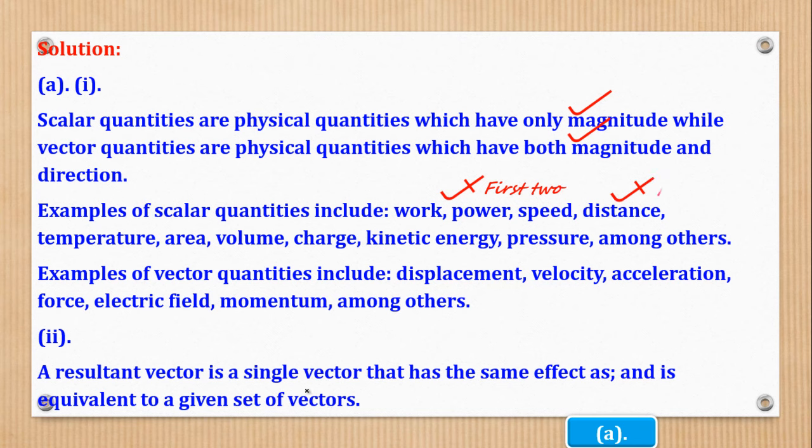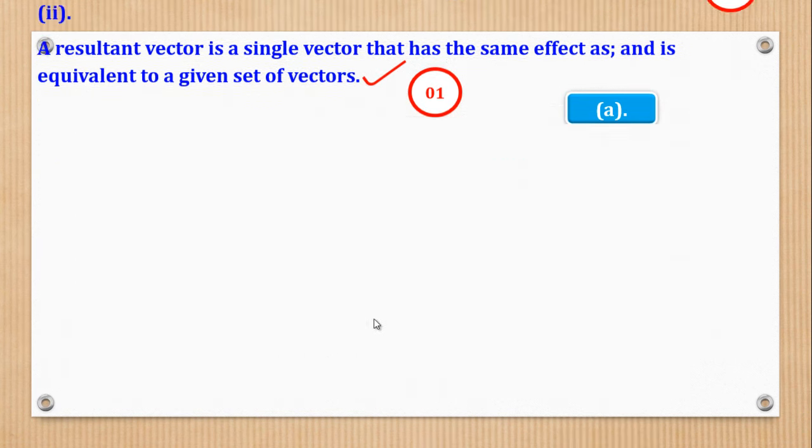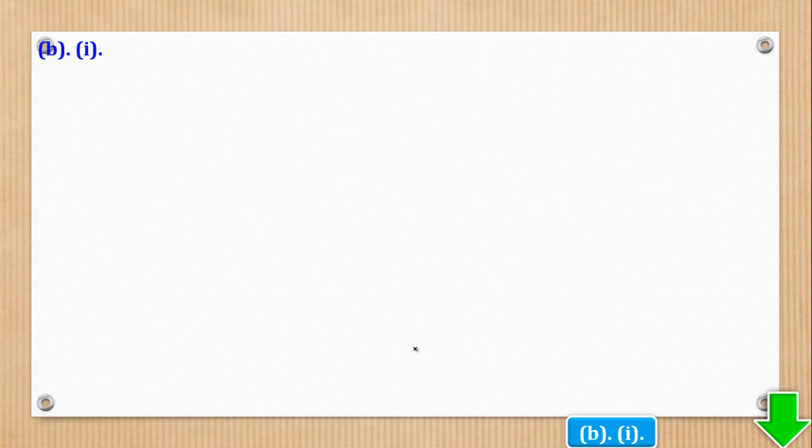So here the first 2 get a mark, the next 2 get a mark. Also here the first 2 get a mark, the next 2 get a mark. And basically that's how we could get the 4 marks in Roman 1 and 1 mark in Roman 2. Now we shall go to part B, Roman 1.